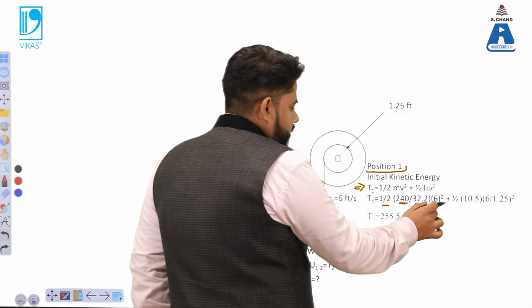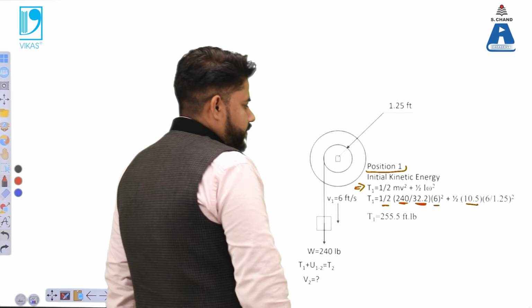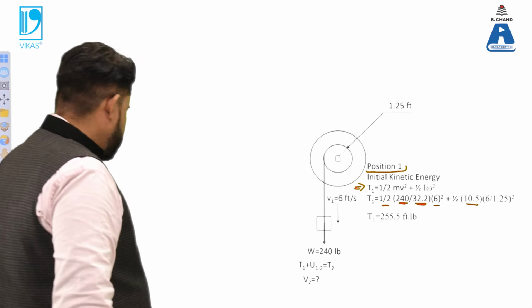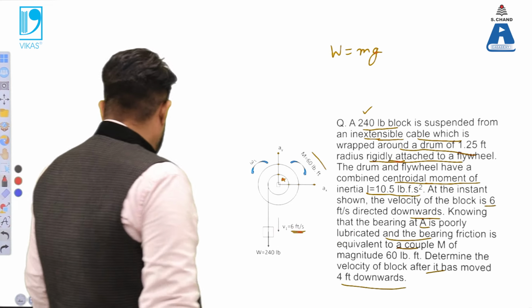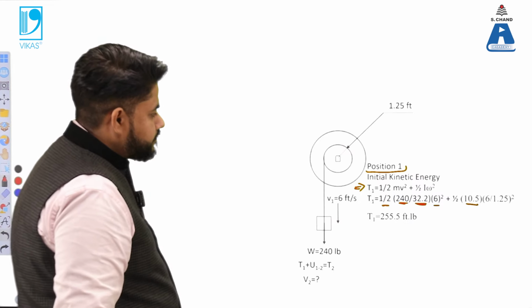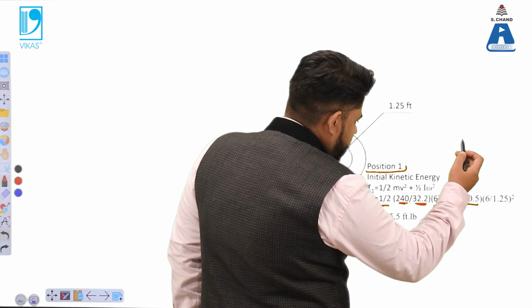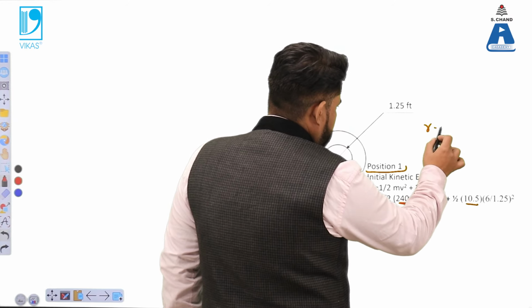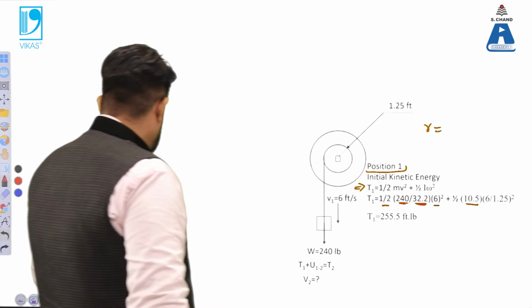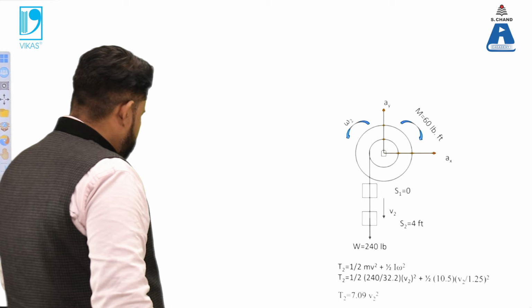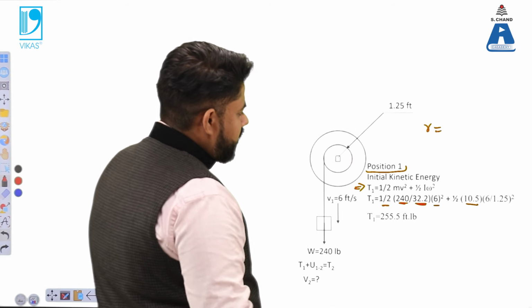Velocity is mentioned to us. I is there, which is 10.5, mentioned in the question. You can see the question: it is mentioned that the moment of inertia is 10.5. This omega can be calculated by using the term v equals r omega. So we can use that particular term, v equals r omega. From there omega can be calculated.